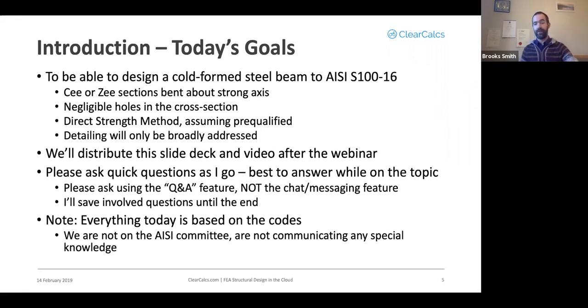I'm going to be using the direct strength method, which is the preferred method in AISI S100. And I'm going to be assuming that all the sections are pre-qualified. Any standard section you find is going to be pre-qualified. If it's not, there are just a number of additional checks that you need to do to make sure that the direct strength method is still valid for it.